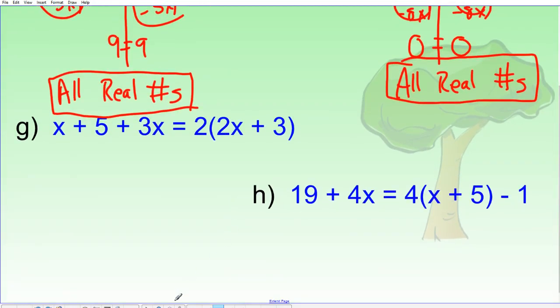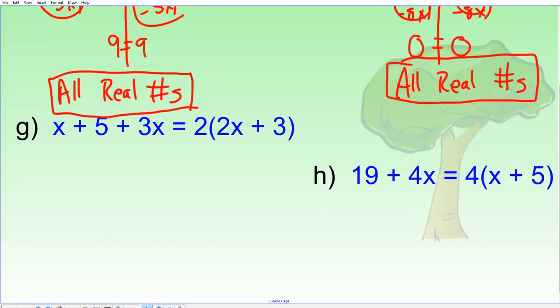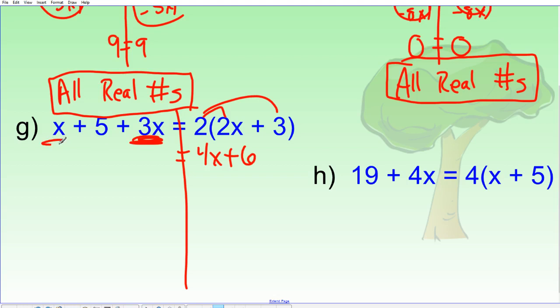Letter G. I'm going to move H out of the way for a second here. Letter G. Distribute. Boom. Boom. 4x plus 6. There we go, Mr. Henry. And on the other side, I can combine my 3x from here and my 1x. There's 1x here. 3x and 1x add together to give me 4x.